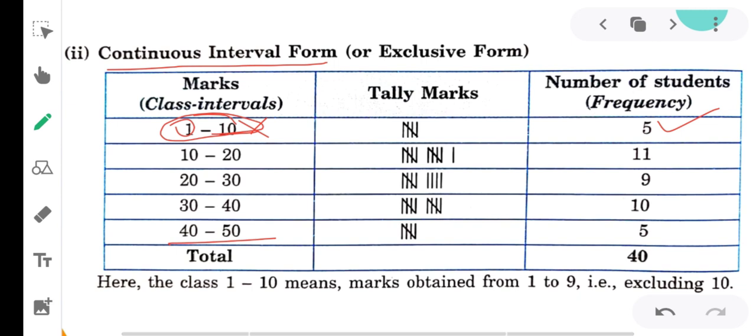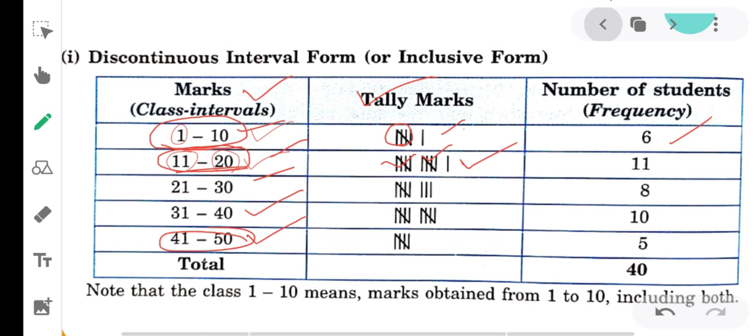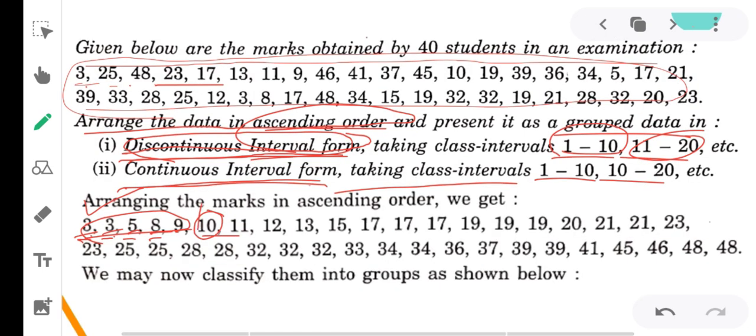Clear? Then 10 to 20. For this interval we'll include the numbers which lie between 10 and 20, and we'll include 10 but will not include 20. Now look at the data. From here: 10, 11, 12, 13, 15, 17, 17, 17, 19, 19 and 19. We will not include 20 because that is the upper limit.